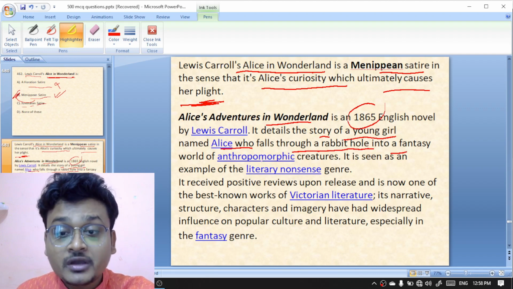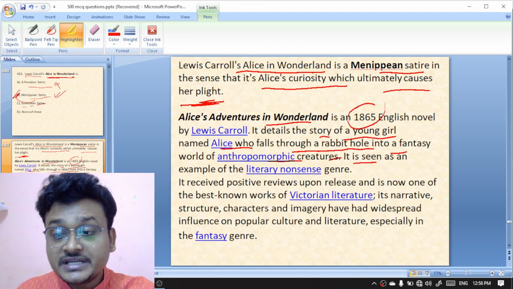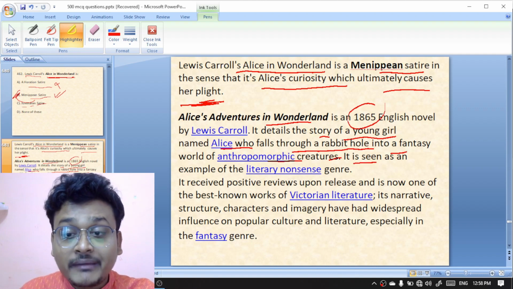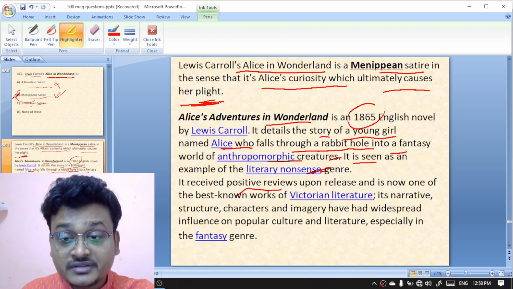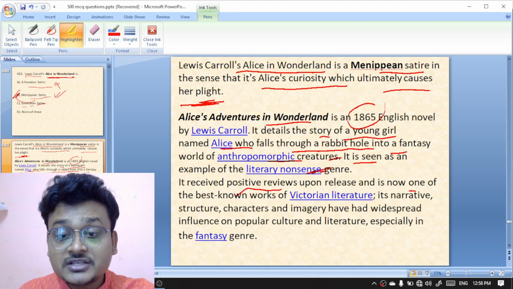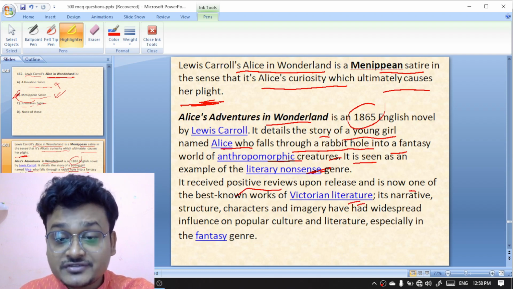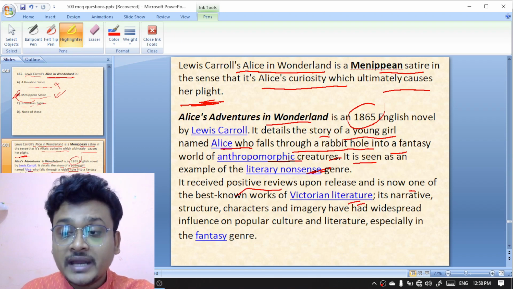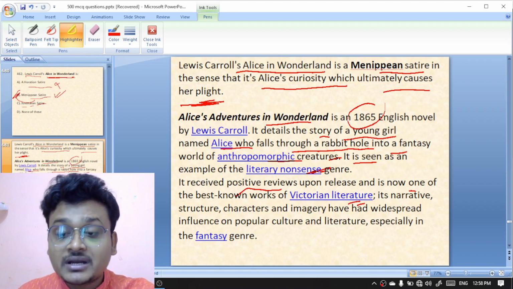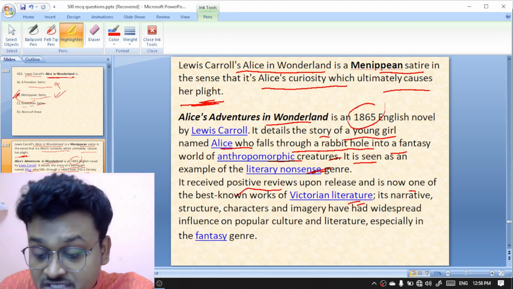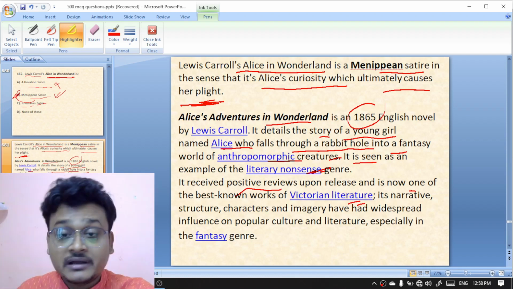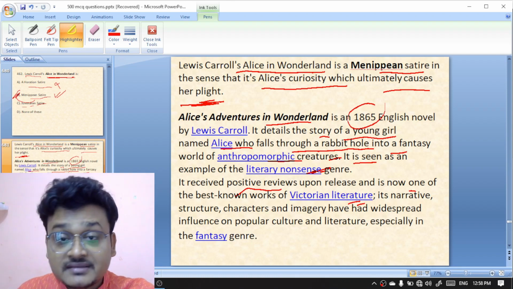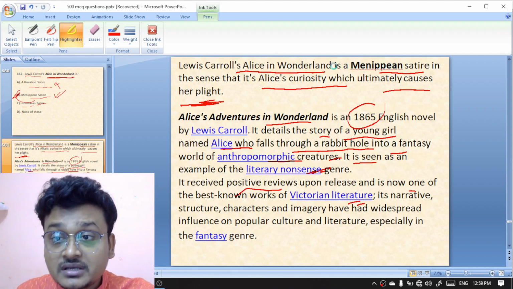of anthropomorphic creatures. It is seen as an example of the literary nonsense genre. It received positive reviews upon release and is now one of the best known works of Victorian literature. And its narrative structure, characters, and imagery have had a widespread influence on popular culture and literature, especially in the fantasy genre. So it is an example of the literary nonsense genre. This is the story of Alice. So Lewis Carroll's is a Menippean satire.